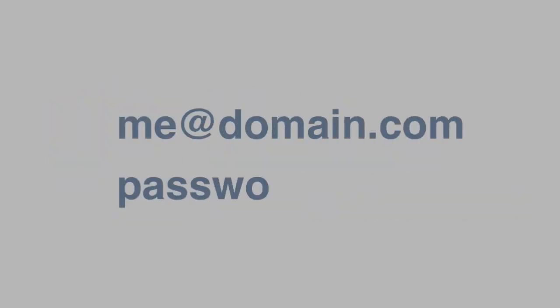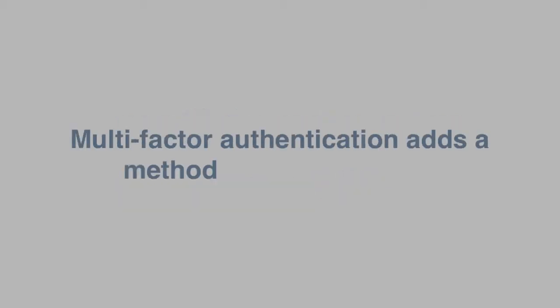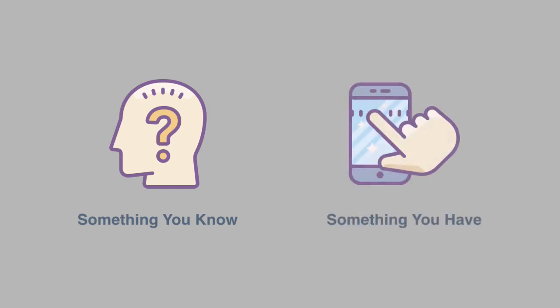So today you're probably logging into Office 365 with your username and password. And what multi-factor authentication adds is another method of authenticating, or second factor, which is where the name multi-factor comes from. Multi-factor authentication works on the principle of something you know and something you have. And the something you know would be a username and password. The something you have these days is usually a mobile phone.